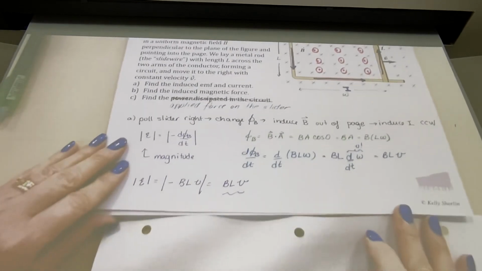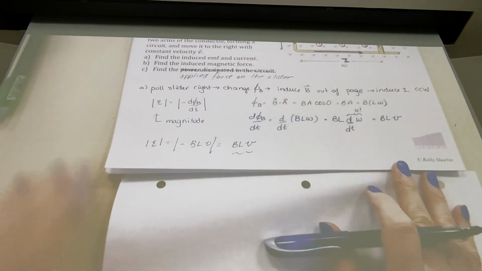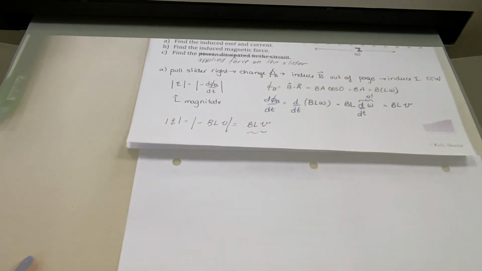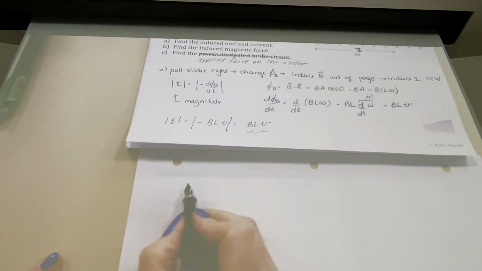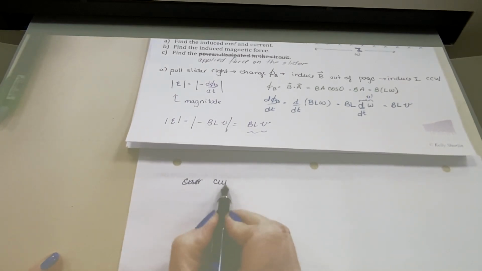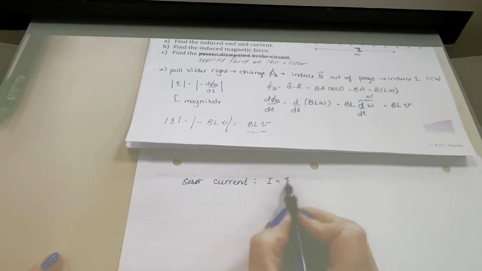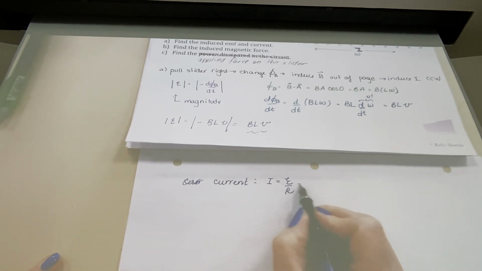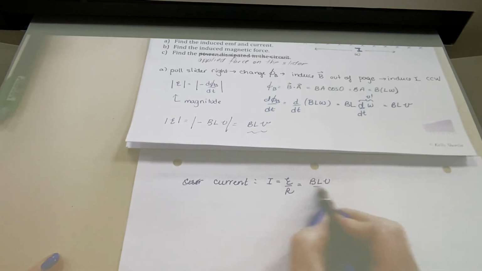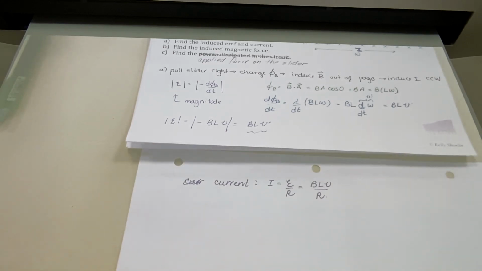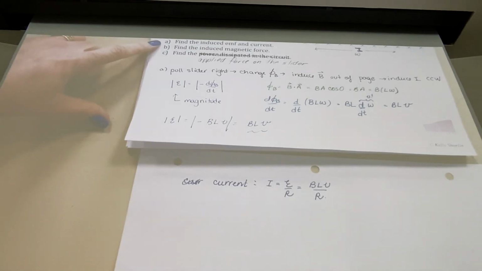The induced current, we'll use our Ohm's law. So we know V equals IR. So to get our induced current, that's going to be the potential divided by the resistance. B times L times v divided by the resistance R. If this were a problem with numbers, we would pop in the numbers now and we would calculate the magnitude of that current. So that's part A done.